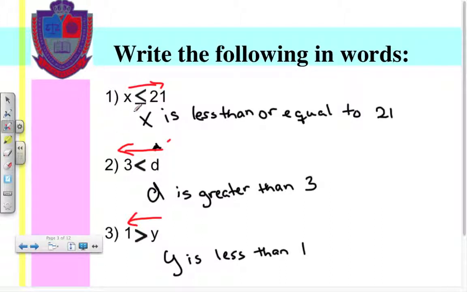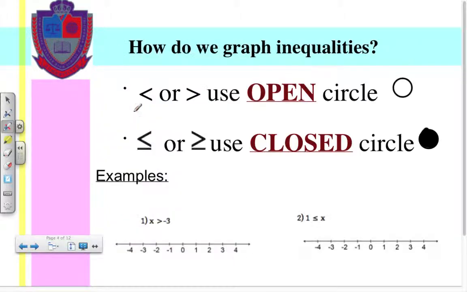So identify where your variable is. Yesterday we talked about a variable: all a variable is, is a letter that represents an unknown. How do we graph these? Whenever we have less than or greater than, we use an open circle, which looks like this. However, when there's a little line at the bottom, that means equal to, and we use a closed circle.